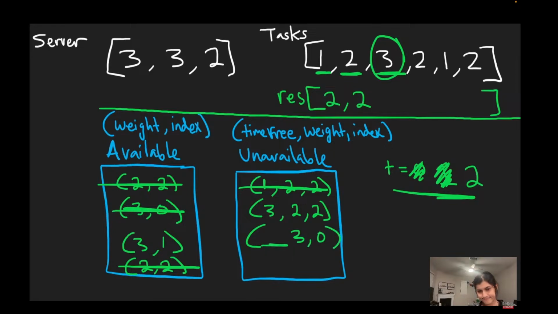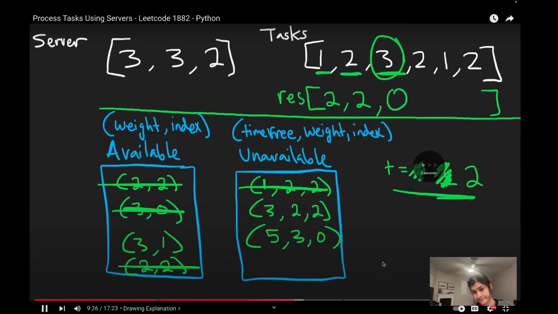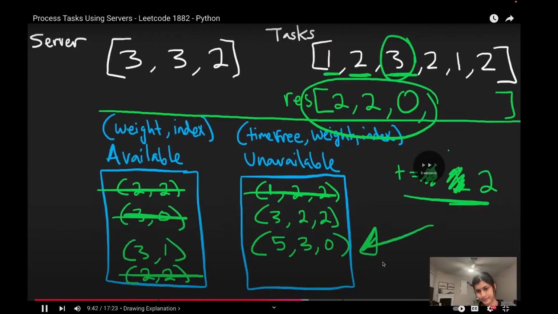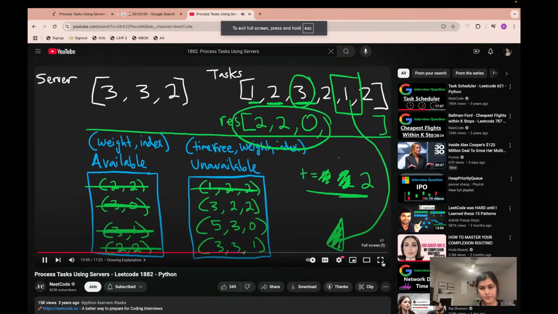And what time is it going to become free? Well, the current time is 2. This task takes 3 seconds to complete. So that's basically what we're going to be doing. You can see so far our result is 2, 2, 0. Then all the servers are available, and our time is 2.